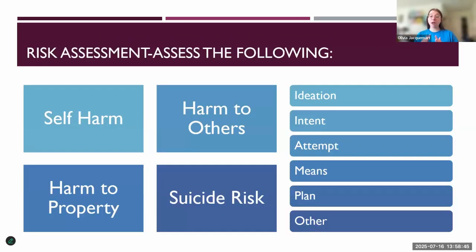The next part of what we are assessing in our session is any risk or safety concerns. This is the ideation, intent, attempt, means, plan, or other of self-harm, harm to others, harm to property, and suicide risk. If you are struggling on any of these items, make sure to reach out to your supervisor for further information. A common error that we see is the lack of use of the other section within these categories.